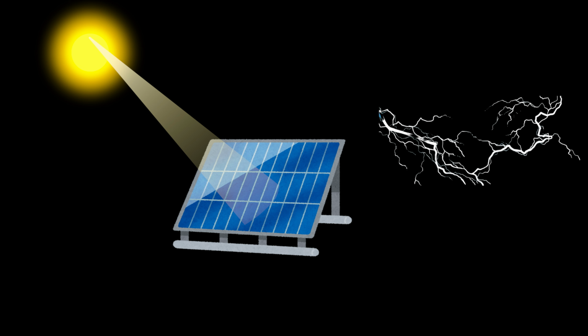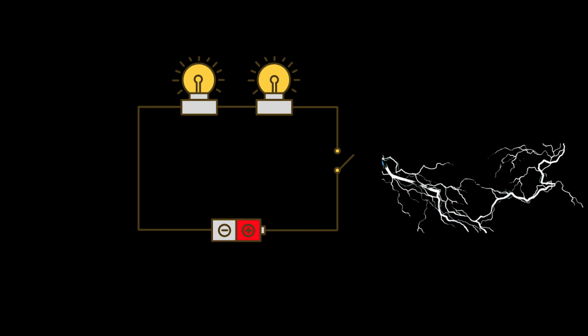1. Direct current, DC. Electrons flow in one direction only, used in batteries, phones, laptops, solar panels. 2. Alternating current, AC. Electrons don't move forward and backward.